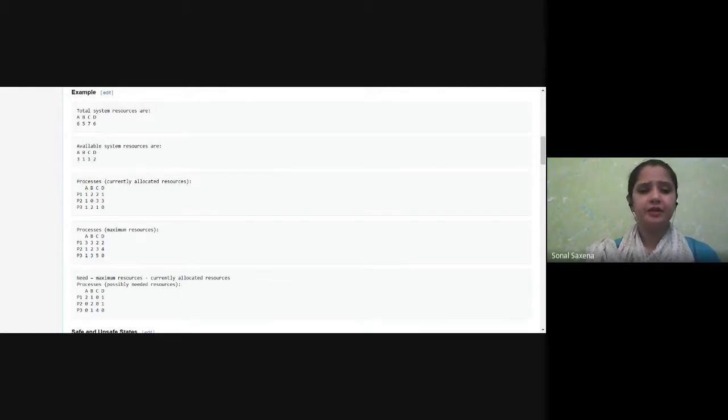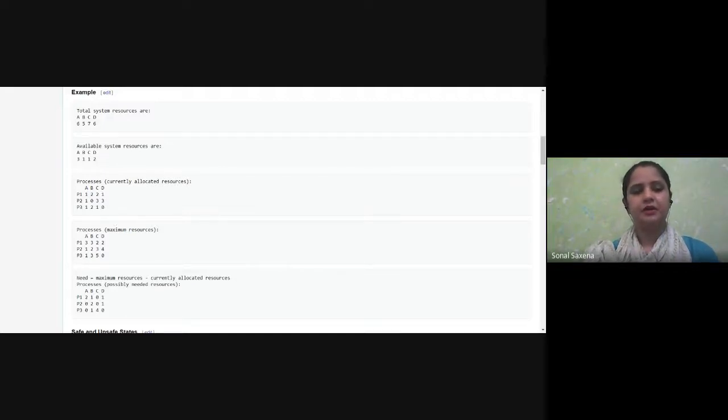Similarly, for B resources, the total number of instances was 5, but currently it has only one available. 4 of its resources are already allocated to some other process. Similarly, for C, the total number of resources is 7, but currently it has only one, and we are assuming that 6 are already allocated to some other process. Similarly, for D, the total number of resources is 6, but we have allotted 4 resources somewhere, so we are currently left with 2.